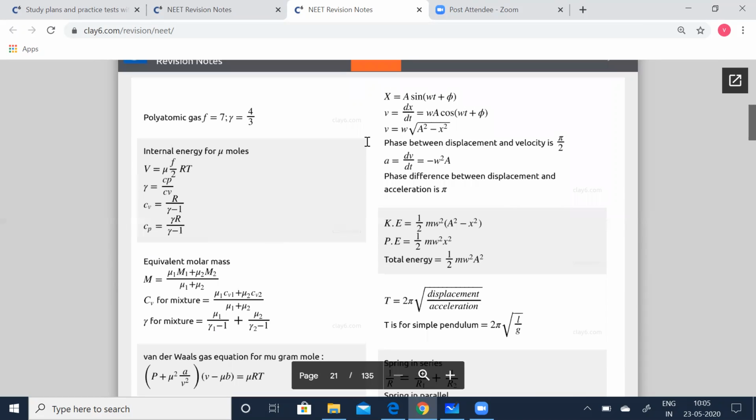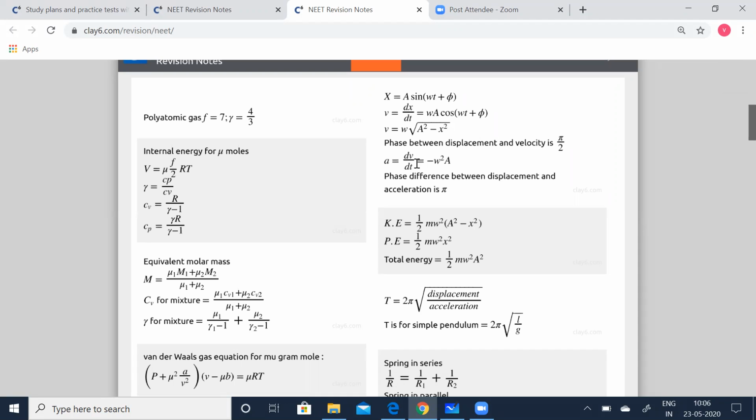Now we saw the displacement, x is equal to A sine(omega t plus phi). Now you know velocity is nothing but the rate of change of displacement. So v is equal to dx by dt. When you differentiate this, you get omega A cos(omega t plus phi), or v is equal to omega times root of a squared minus x squared. The phase between displacement and velocity: now you know sine and cos have a phase angle of pi by 2. So the phase angle between the displacement and velocity is pi by 2.